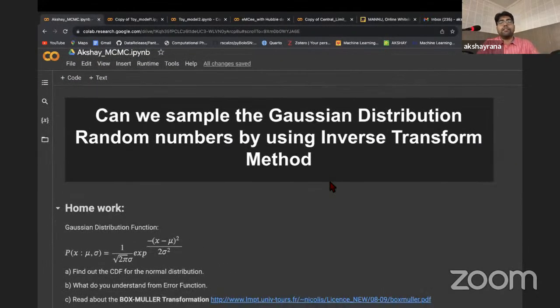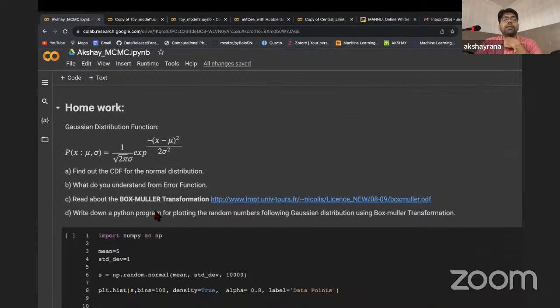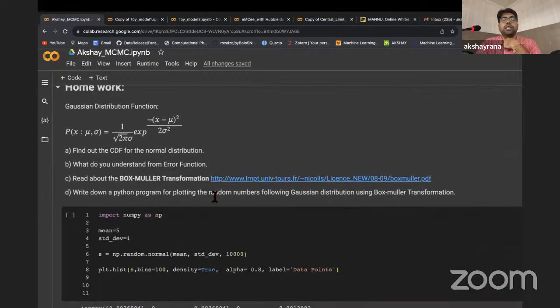So that's what I was talking about. Can we sample Gaussian random numbers by using the inverse transform method? No, the reason being our cumulative distribution function will be very complicated, in the sense that it involves the error function, which we cannot write in the form of u, the uniform random numbers. So that's why we rely on this transformation called the Box-Muller transformation.